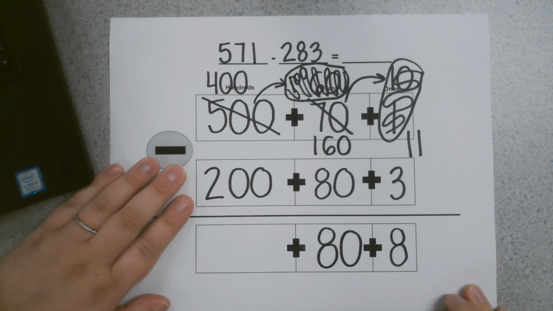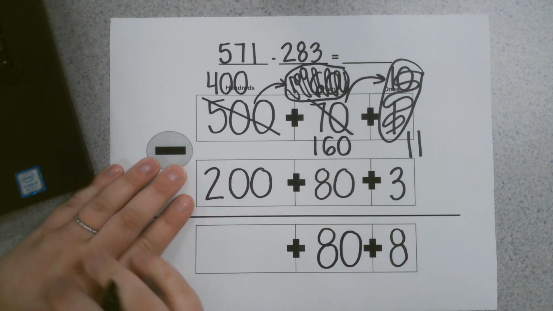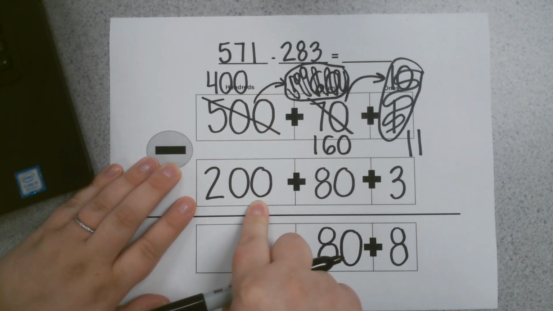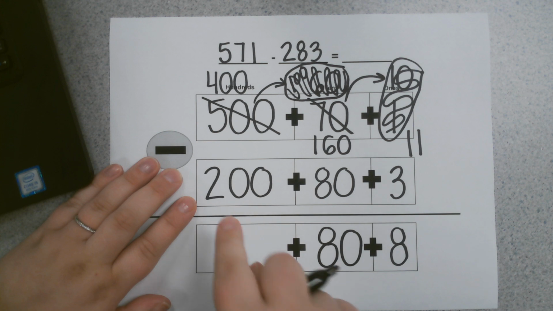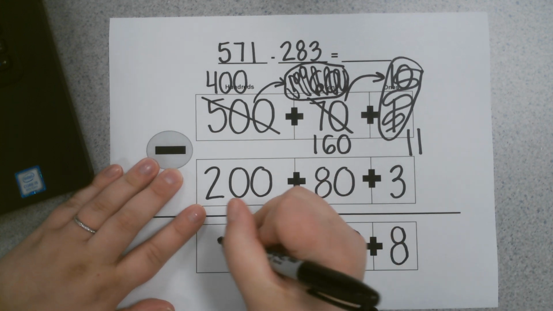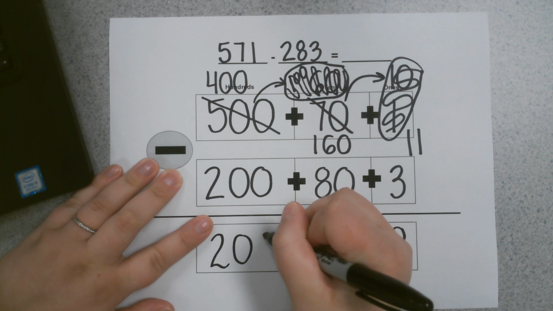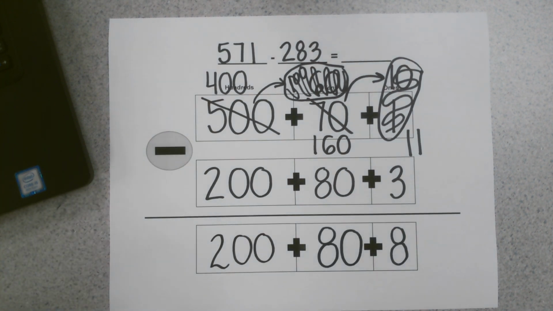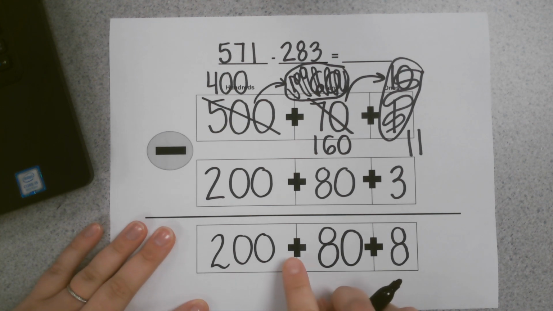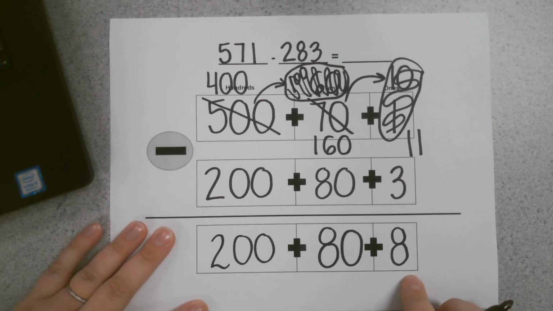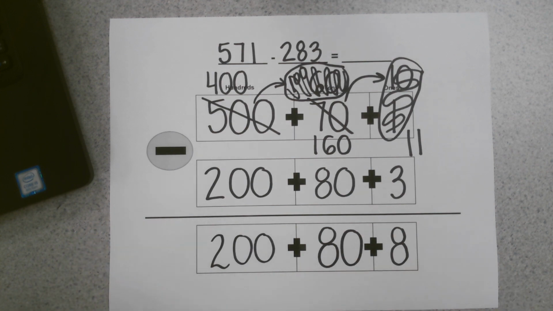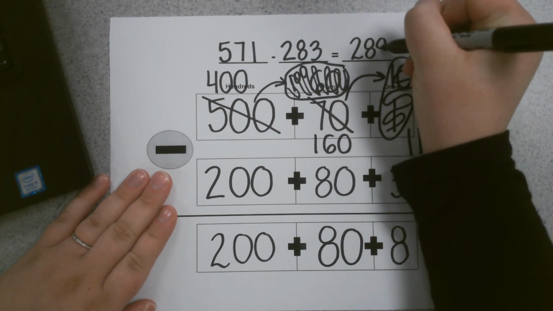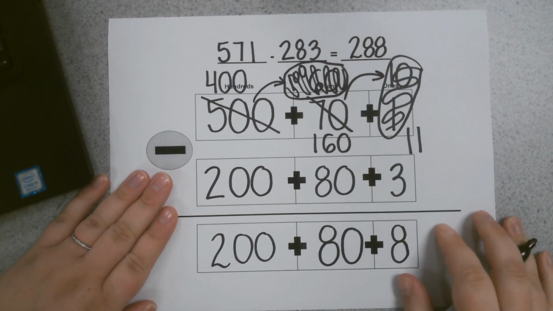All right, still not done though. Gotta look at my hundreds place. I see what's left is 400, but I have to take away 200. So 400 minus 200, easy peasy. That's 200. Now all that's left is I have to smush my number back together. 200 plus 80 plus 8, that's it in expanded form. And that smushes all back together as 288. And there you have it.